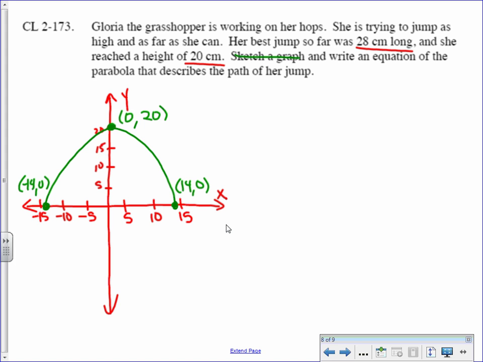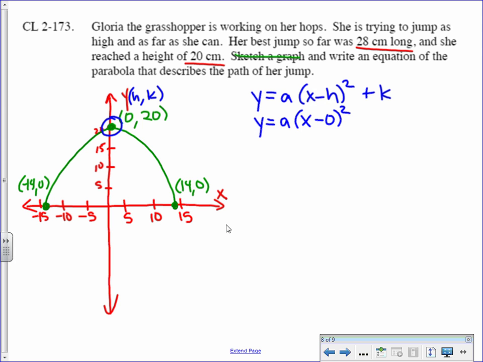Sketch is done. Let's go ahead and write the equation for the parabola. I know that in graphing form of a parabola, we have y equals a times (x minus h) squared plus k. (h, k) is my vertex. That is this (0, 20) point that I have on my graph. So let's go ahead and plug that in. So y equals a times (x minus 0) squared plus 20. What's nice about this is x minus 0 is just x. So I'm going to simplify this right away and get y equals a times x squared plus 20.